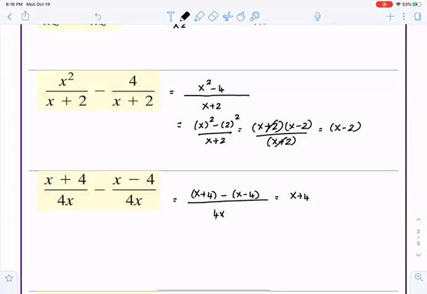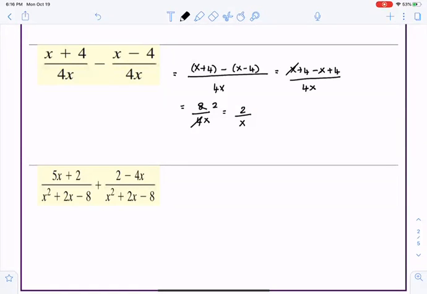x plus 4, distribute the negative, you have negative x. Negative times negative 4 is positive 4. The x's go away. 4 plus 4 is 8 over 4x, and 8 is divisible by 4. So we have 2 divided by x.